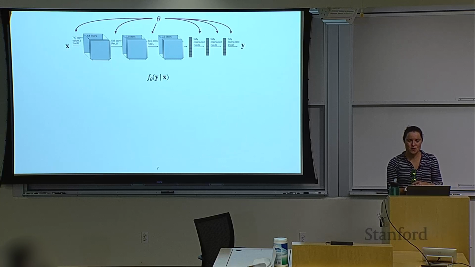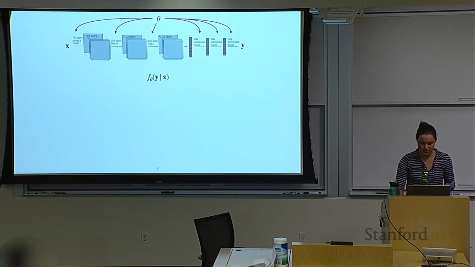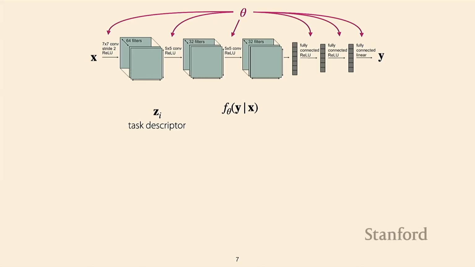Cool. So now let's get into actually learning networks that solve multitask learning problems. The first thing we generally need to do in multitask learning problems is to tell the neural network what the task is. We'll do this with what I'll call a task descriptor, which we'll denote as z_i, and we'll pass this into the network in some way or another. So the function will no longer be modeling y given x, but actually modeling y given x comma z_i.